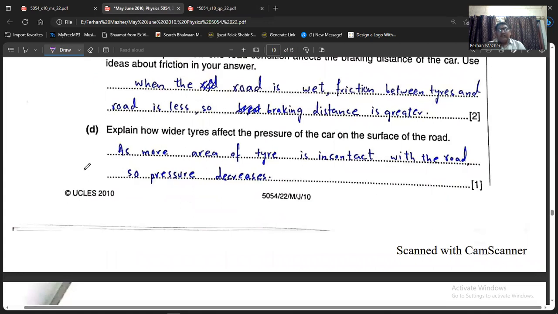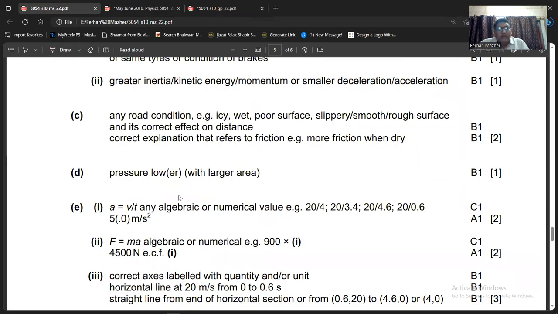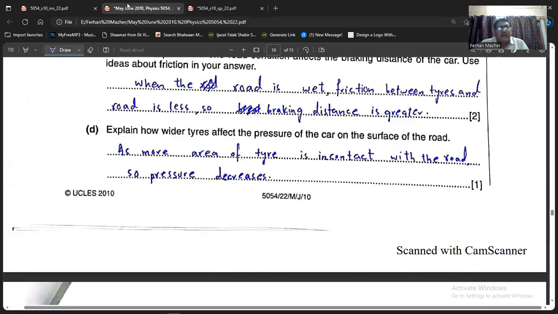As more area of the tire is in contact with the road, the pressure decreases. Pressure is force divided by area. That was the D part.